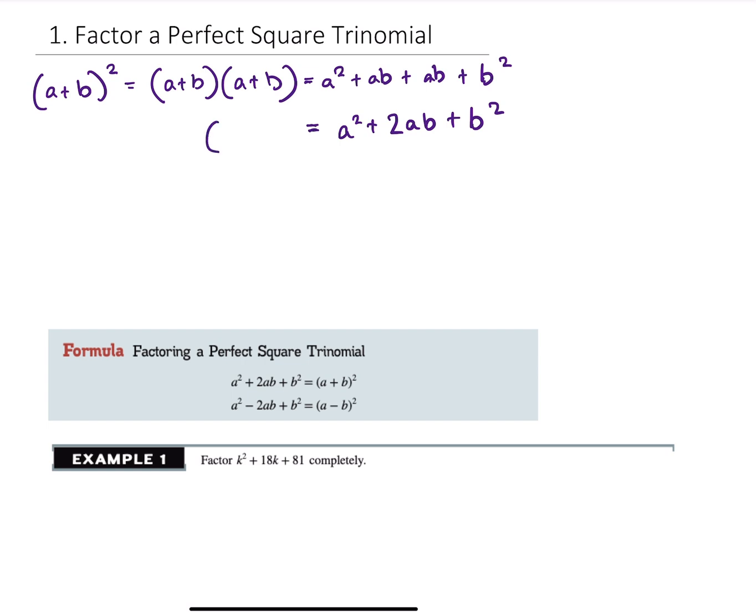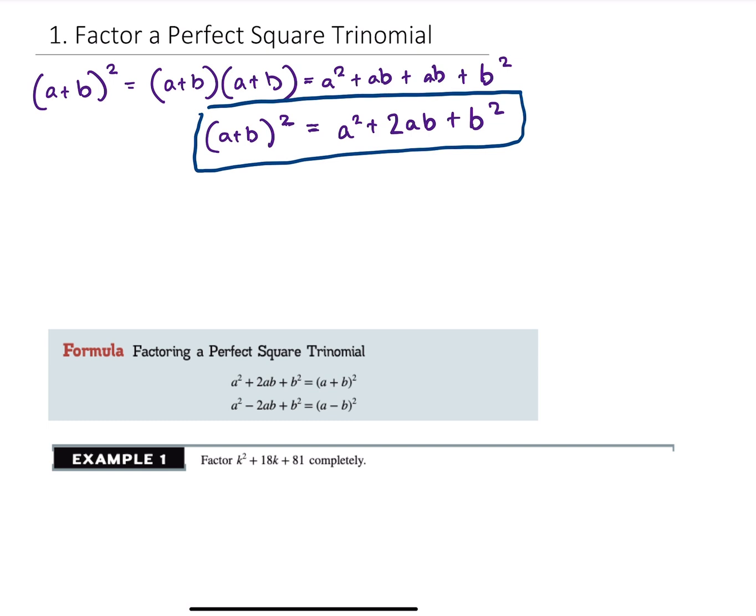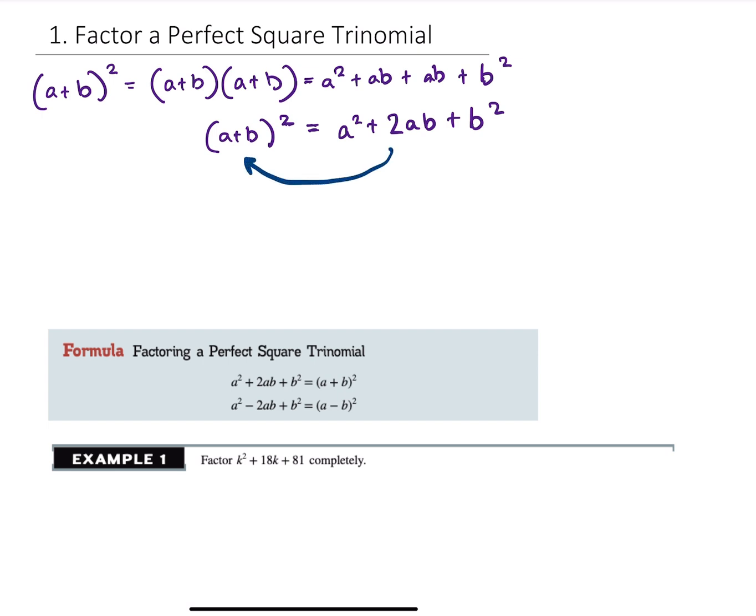So we said previously if we had something like a plus b squared, we can jump straight to the right side. So we'll work on going in the reverse direction. We'll start with something like this. We'll have to recognize that it's in this pattern. And then if it is, we'll be able to jump straight towards expressing it as a squared factor. So that's what they mean by a perfect square trinomial. Some trinomial that factors into a perfect square.